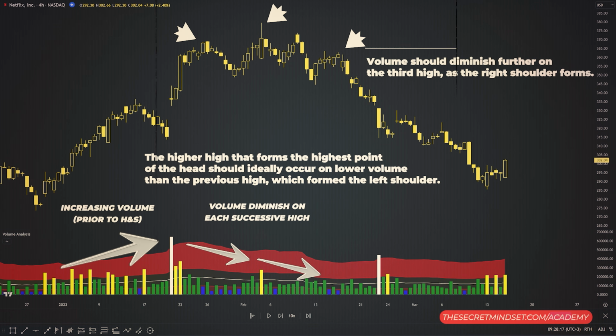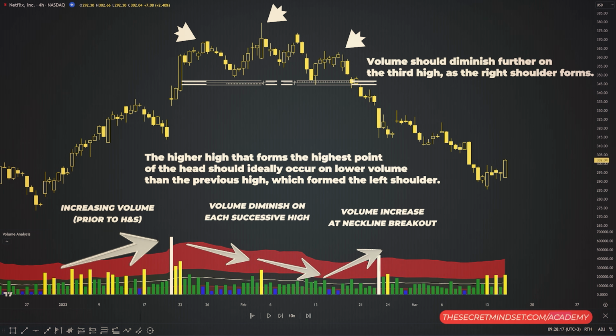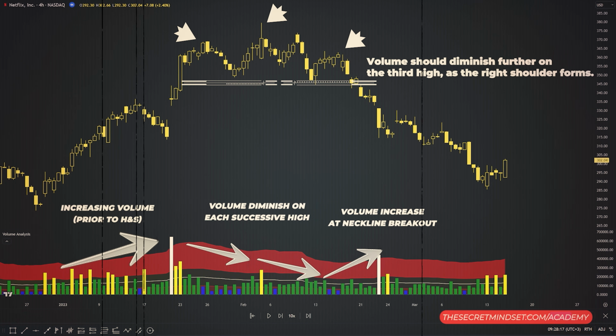Volume should diminish further on the third high as the right shoulder forms. This demonstrates a lack of enthusiasm from the buyers, who are losing their will to continue buying at higher prices. If and when the neckline breaks, that break should occur on high volume.